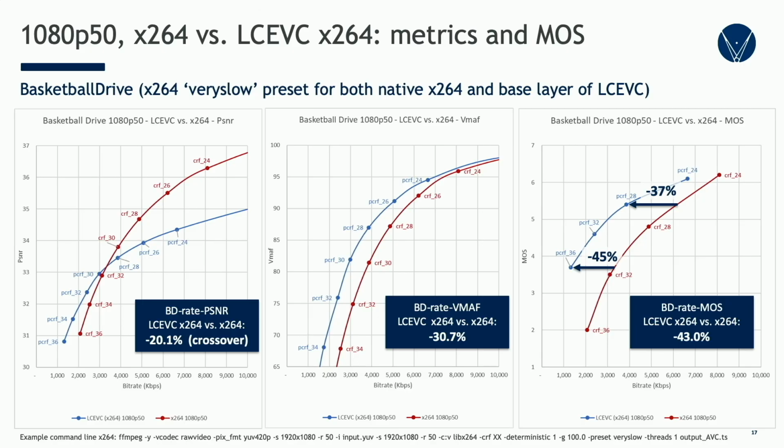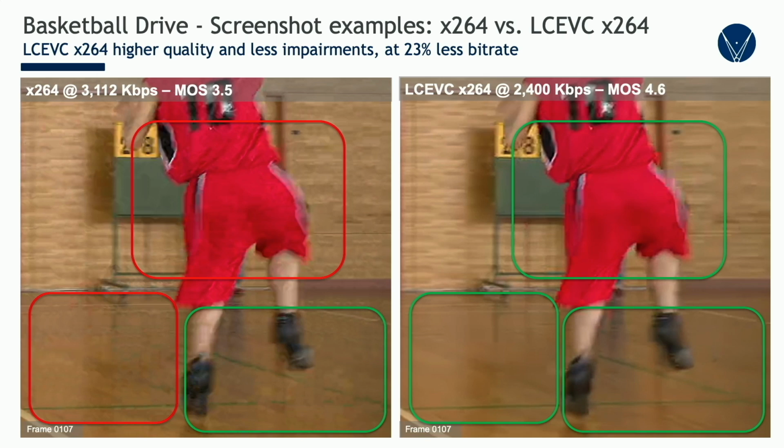This is Basketball Drive for people that know the sequence. So PSNR sees a crossover, VMAF doesn't. But what's more interesting is that MOSs tell a very different and much better story for LCEVC. And this is a pretty consistent story. So even when PSNR is consistently better, when you go from PSNR to VMAF to MOS, the performance benefits increase. And if we go into what it is like, and again, I tried, but just to see if it's visible.